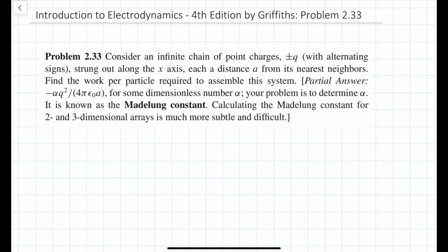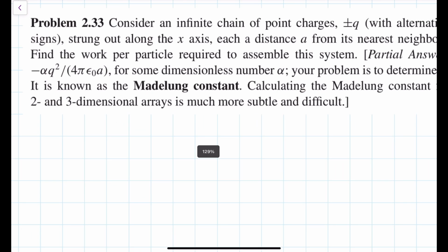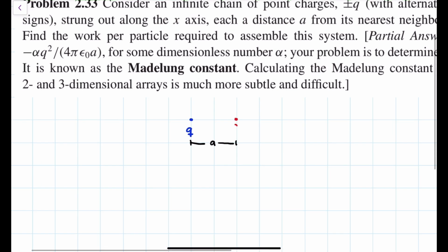And our problem is to determine what that constant is, the alpha constant, which is also known as the Madelung constant. So to start off this problem, we can start by drawing what this chain of charges looks like. So let's assume we start with a positive charge over here, and then a distance a away would be a negative charge, and so on and so forth.